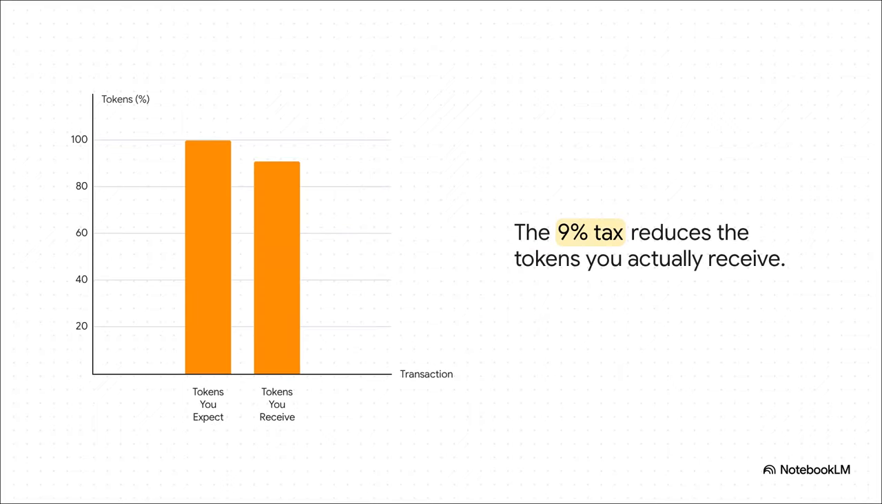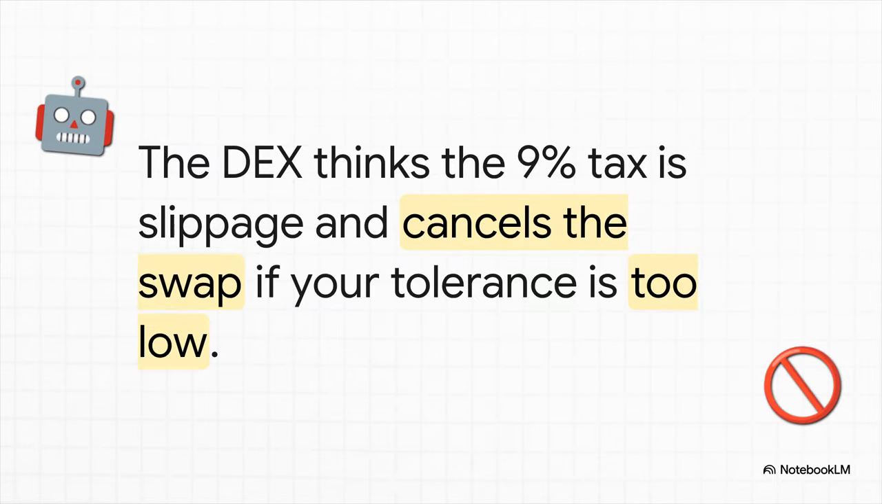So, what does that tax actually do? Well, when you place a buy order, you don't receive 100% of the tokens you are expecting. Because of that 9% tax, you only end up getting 91% of them. The other 9% goes to the tax. And here's the crucial point. The exchange's system, the computer, doesn't know this is a tax. All it sees is a massive 9% difference between what you should have gotten and what you actually got. It just assumes this is insane, extreme slippage, and to protect you, it automatically cancels the trade. And that's it. That's your failed transaction.